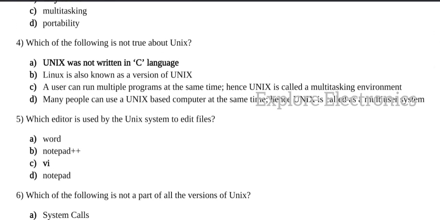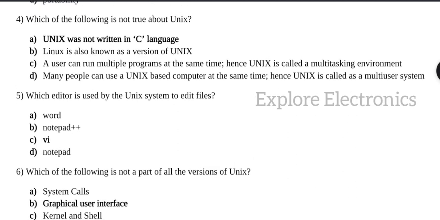Which of the following is not true about Unix? Unix was not written in C language. Linux is also known as a version of Unix. A user can run multiple programs at the same time, hence Unix is called a multitasking environment. Many people can use a Unix-based computer at the same time, hence Unix is called a multi-user system. B, C, D are correct. "Unix is not written in C language" is wrong here.